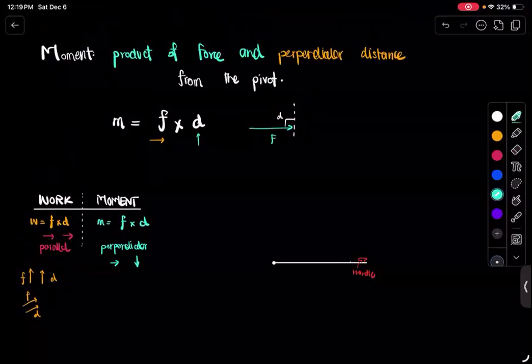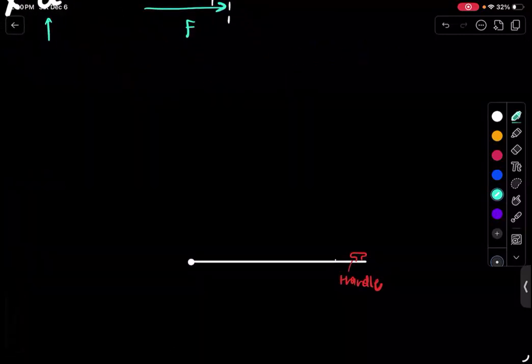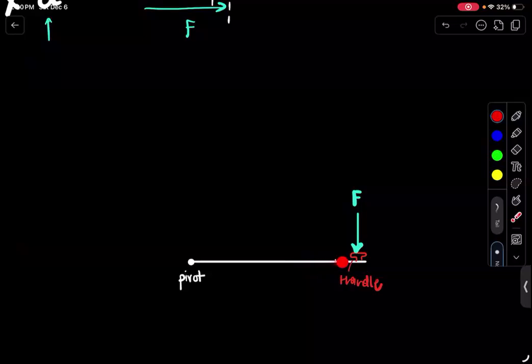A really good example is when you've got a door. What do you do when you're pushing on a door? Now this is the pivot, this is the hinge at which your door rotates, and this is the handle of the door. Now how do you apply the force? You apply a force perpendicular to the distance of the door, right? This is the distance that you're applying it from. So this distance is going to be perpendicular to the force that you've applied. So this is going to be D, right?